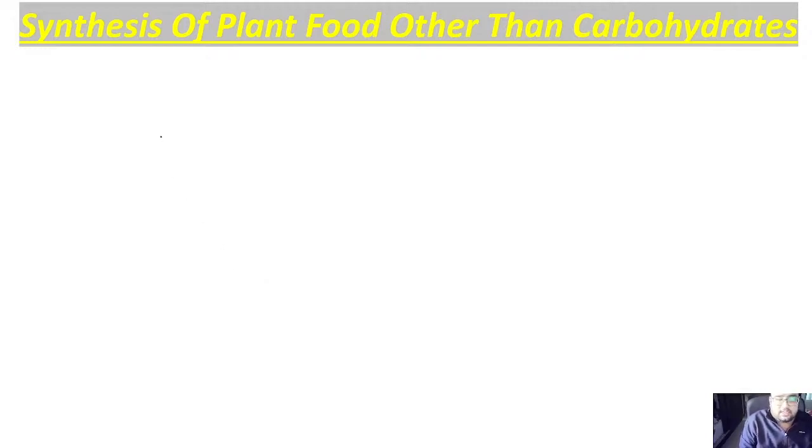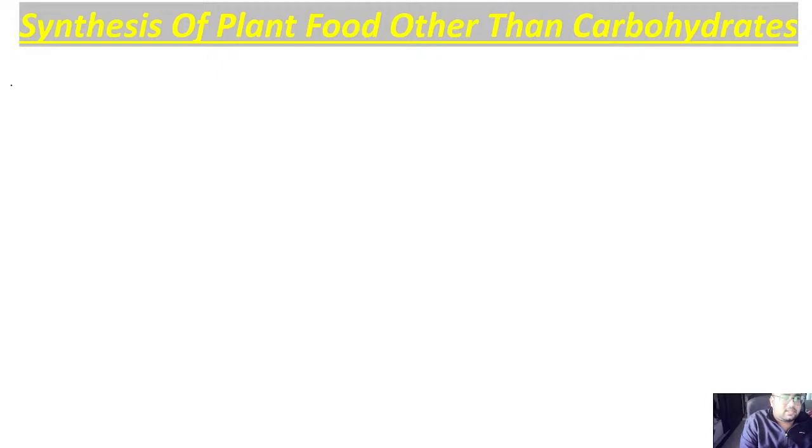Okay, so let's get into the chapter now. The topic is synthesis of plant food other than carbohydrates. As we said yesterday, synthesis means preparation. See here, the word synthesis means preparation. So, preparation of plant food other than carbohydrates.